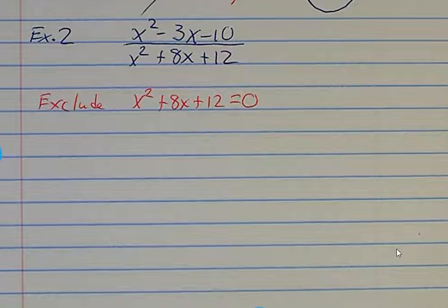Okay, and same thing on this. The very first thing said to state the excluded value. So before we do anything at all, we're going to go back and just take the original denominator that we've got and set that part equal to 0.